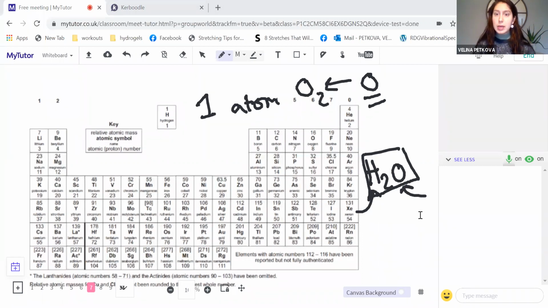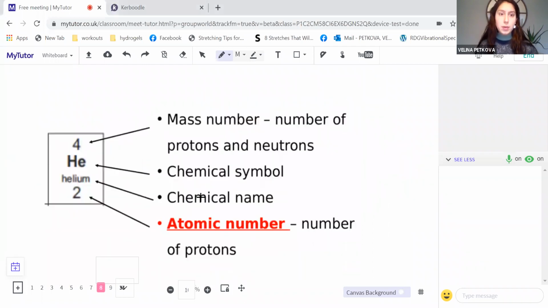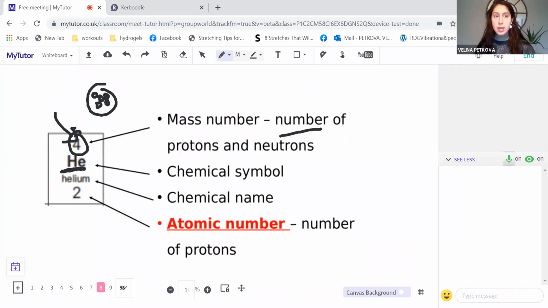Okay, so now let's understand what each thing means. So firstly, this top number is our mass number. So that is, like it says, the number of protons and neutrons in our nucleus. Okay, so this is the number of protons and neutrons, as you saw, in the nucleus in the center of the atom. Okay, so this is our chemical symbol. Each element has its own unique chemical symbol that describes the element. Then we've got the name of the element, and then here, really important number is your atomic number. So that is the number of protons in your structure, okay?